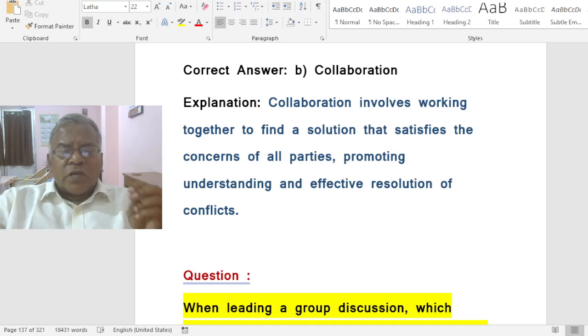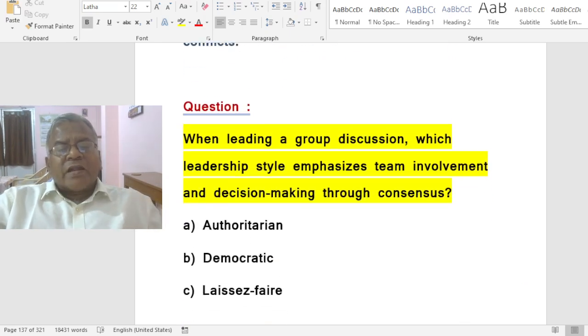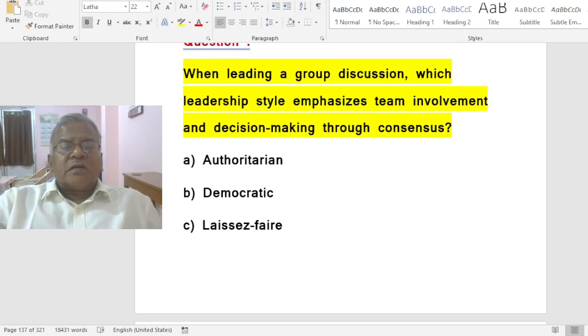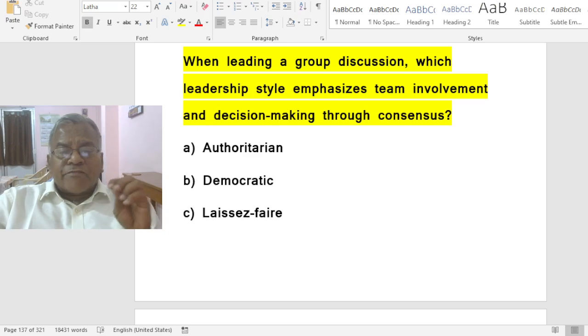Collaboration involves working together to find a solution that satisfies the concerns of all parties, all people, promoting understanding and effective resolution of conflicts. When leading a group discussion, which leadership style emphasizes team involvement and decision making through consensus? Consensus means decision taken by all, one decision taken, everyone has accepted the decision.